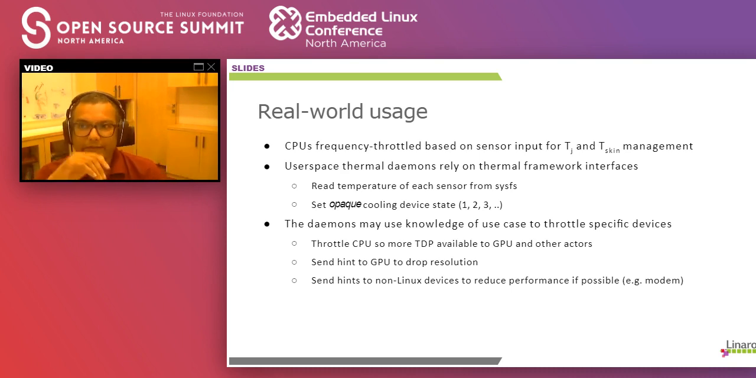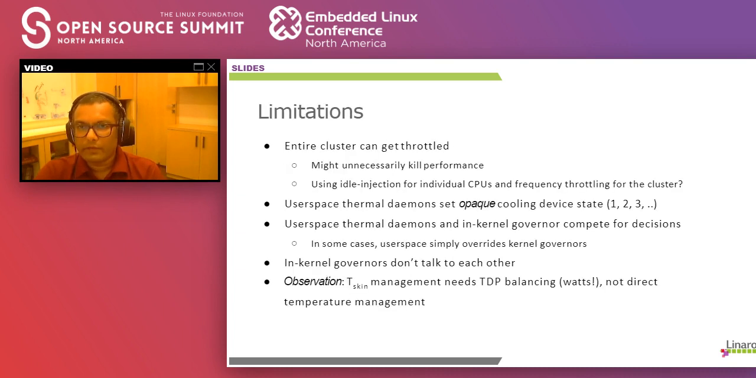Then there are non-Linux devices that are not known to Linux. They don't run Linux, but they are present as part of the SoC, something like a modem. They might send hints to the modem through a mailbox API to tell it to try to reduce performance if possible. So these are some of the ways in which the thermal framework is currently used. And so let's go to the limitations of what we have here.